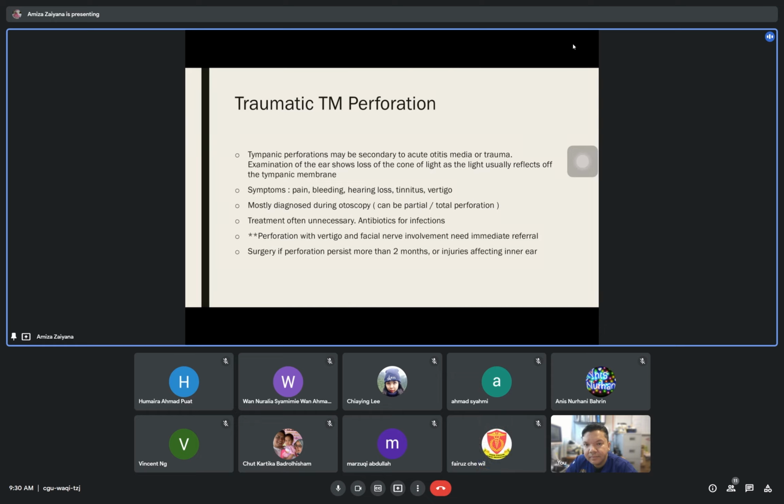Mostly diagnosed during otoscopy. It can be partial or total perforation. And treatment is often unnecessary except for antibiotic lah untuk prophylaxis for infections. And also perforation with vertigo or facial nerve involvement will always need an immediate referral to the ENT. And also surgical intervention is needed if perforation persists more than 2 months or injuries affecting the inner ear.